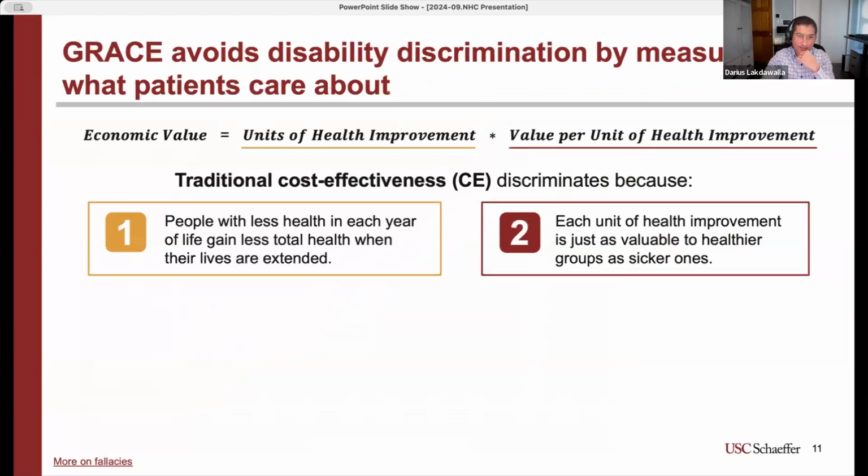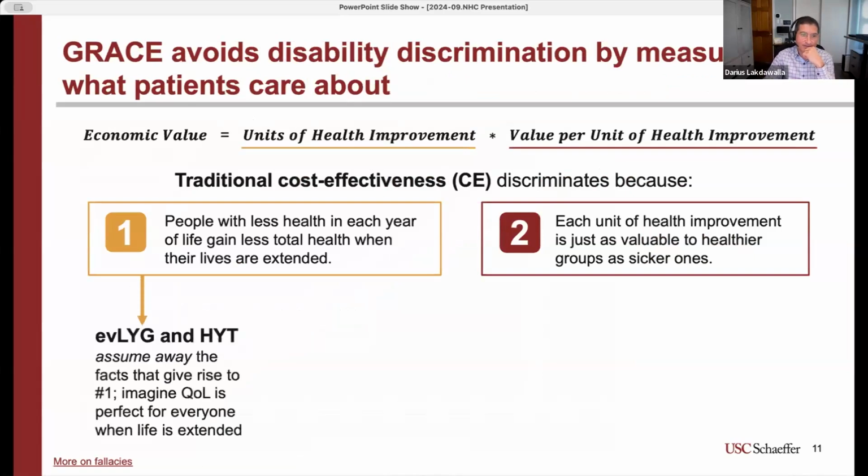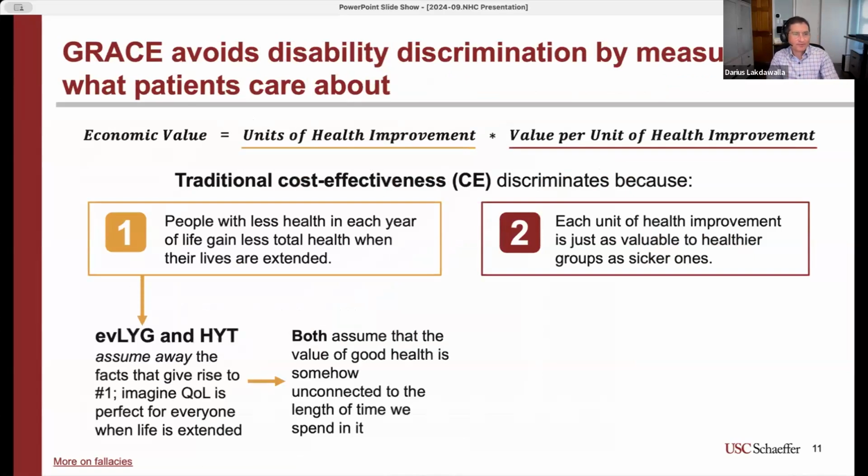So turning back to this problem again of how we address disability discrimination, fundamentally, the way that equal value of life years gained and health years in total solve this problem is that they assume that the value of good health is unconnected to the length of time we spend in it. And they kind of have to make that assumption because they assume away differences in health, because they want to take the view that everybody starts out with the same health. But then that leads to the problem that it's very difficult to capture the value of improvements in health, like elimination of pain, for instance.